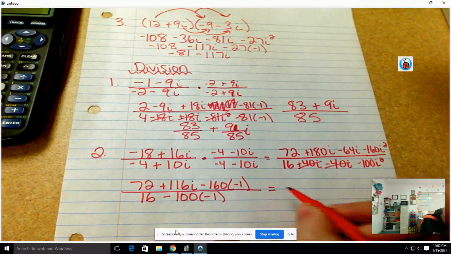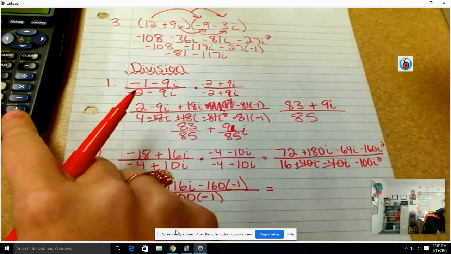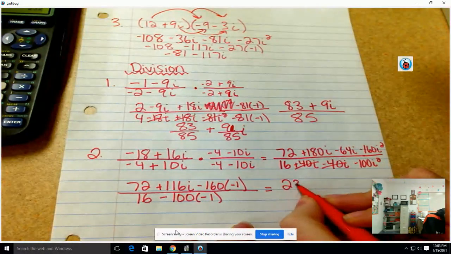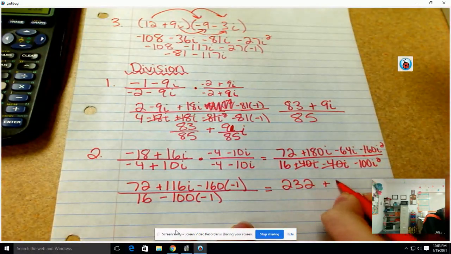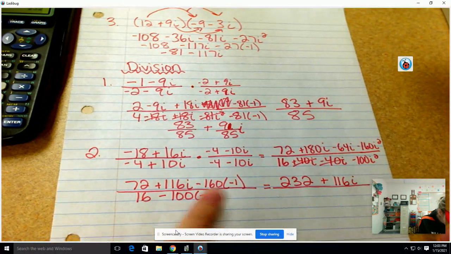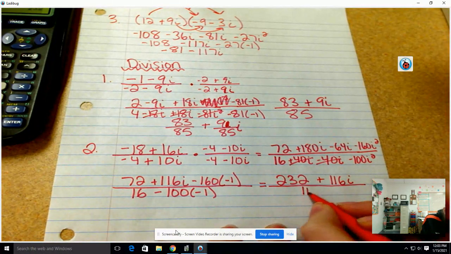Then this is going to give me, let's see, 72 plus 160 is going to give me 232 plus 116i. And then on the bottom here, I'm going to have negative 100 times negative 1 is positive 100. Positive 100 plus 16 is 116.